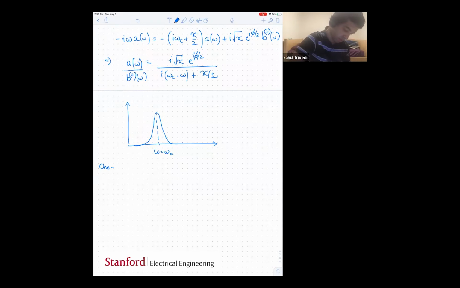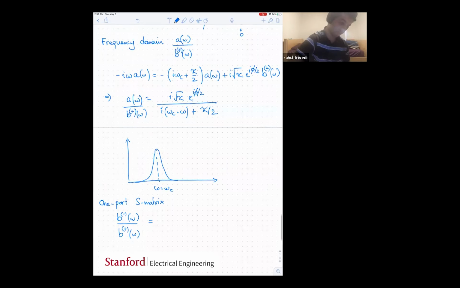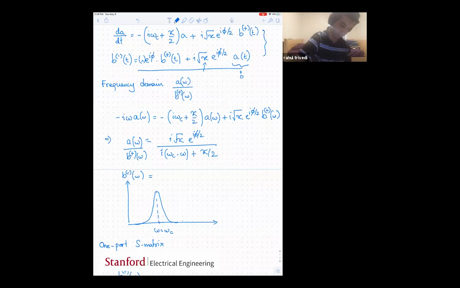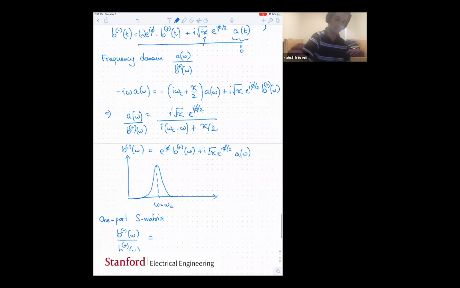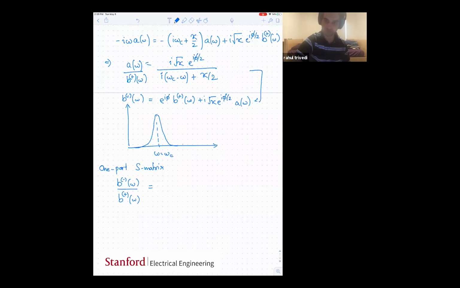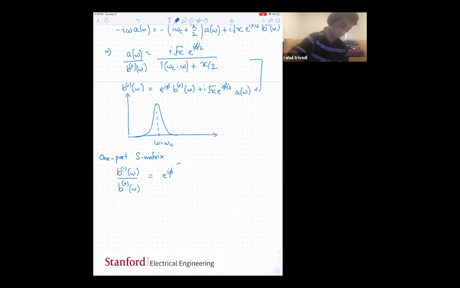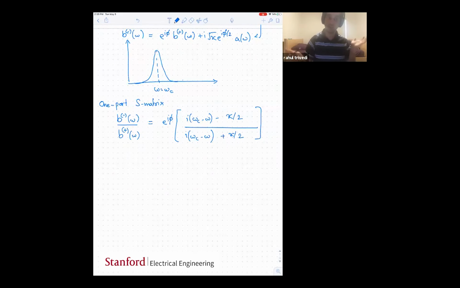You can also calculate the one-port scattering matrix, which is B minus of omega divided by B plus of omega. That follows from this equation, and then you can add in the second coupled mode equation in frequency domain, which is sitting right here, to say B minus of omega is exponential i phi B plus of omega plus i square root kappa exponential i phi by 2 A of omega. And then these two together give you your scattering matrix, which is simply equal to exponential i phi times i omega C minus omega plus kappa by 2 divided by i omega C minus omega minus kappa by 2. And so this is what your frequency domain scattering matrix looks like.